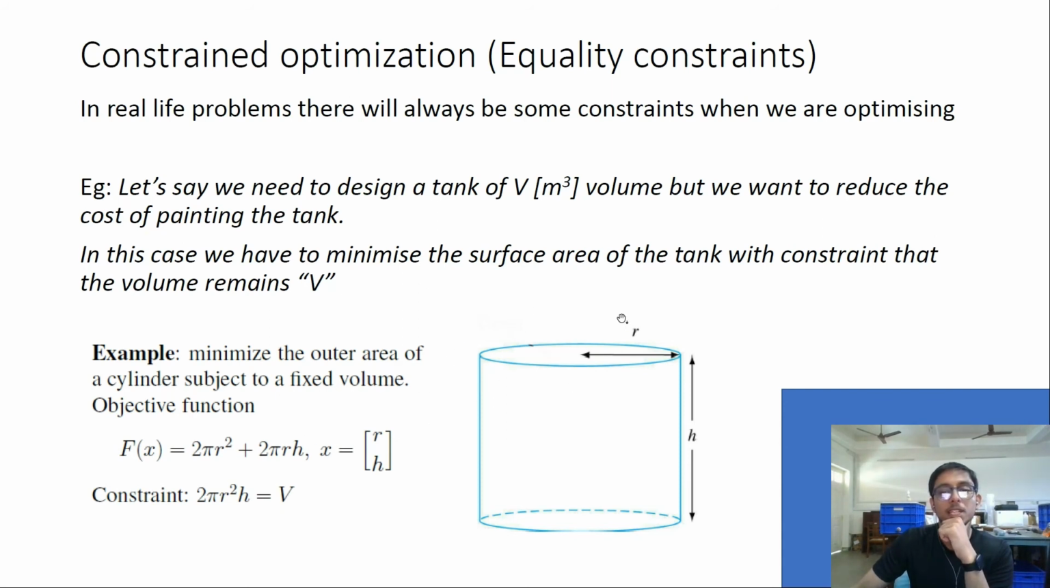So the variables will be the radius and the height of the tank, assuming it is a cylindrical tank, and this will be the equation for the surface area, and the constraint is that this particular volume has to be maintained. Yeah, so we'll not be discussing this one. We'll discuss a simple problem to understand how we go about doing this.